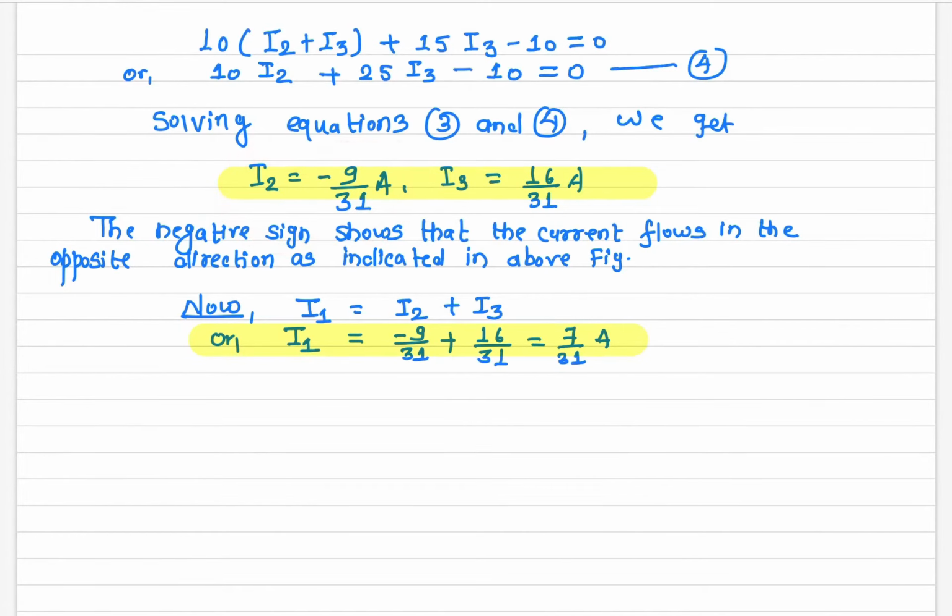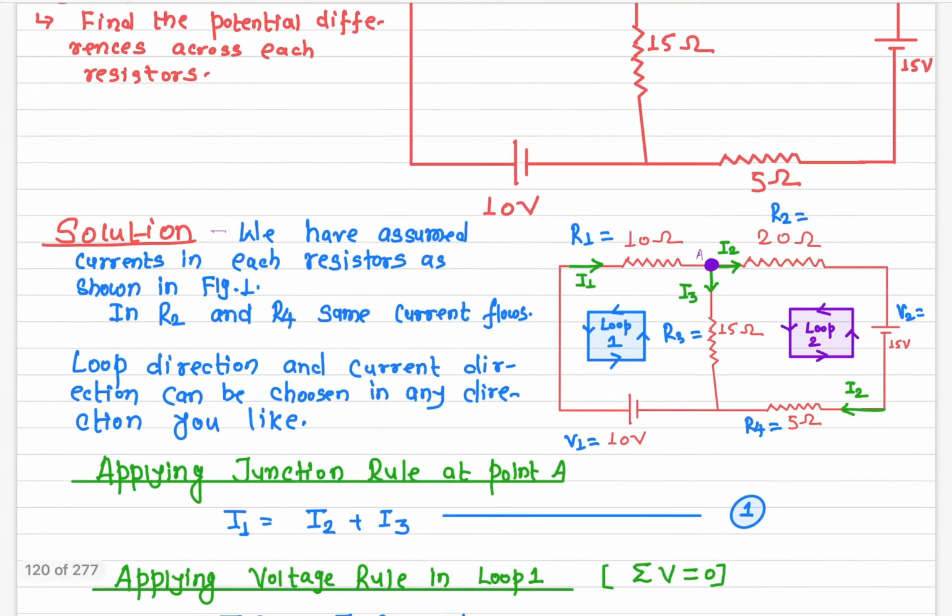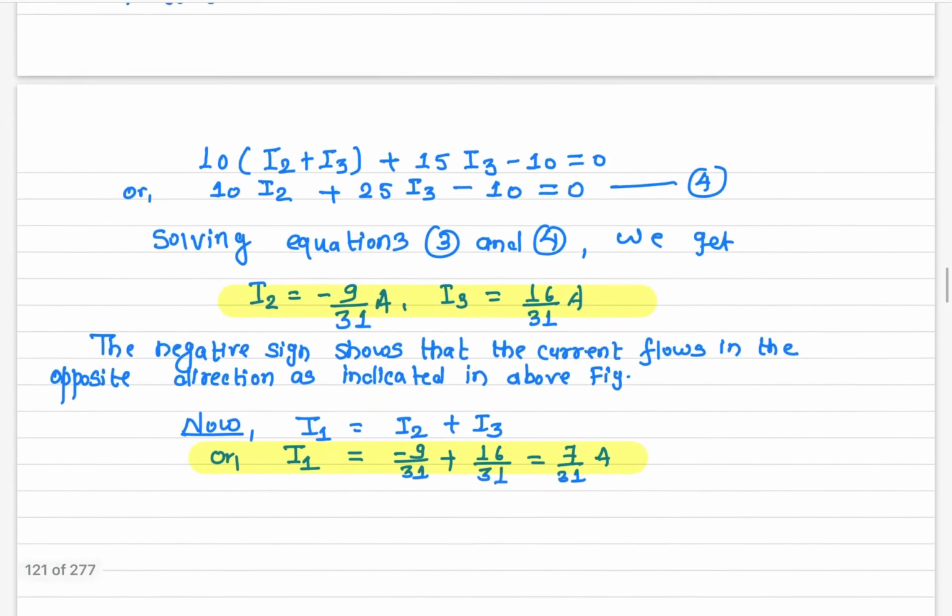The one last thing I would like to mention here: I2 is negative. What does this mean? Why did I get a negative current? I have chosen this direction as my direction for I2, but I2 negative means that in fact the current here should be flowing in this direction. Instead of the current going in this direction, the current in reality has to be in this direction. That's what the negative sign tells you. So again, choose whatever direction you like. If you get a negative, that means the direction has to be the opposite direction. Okay, that's the meaning of it.